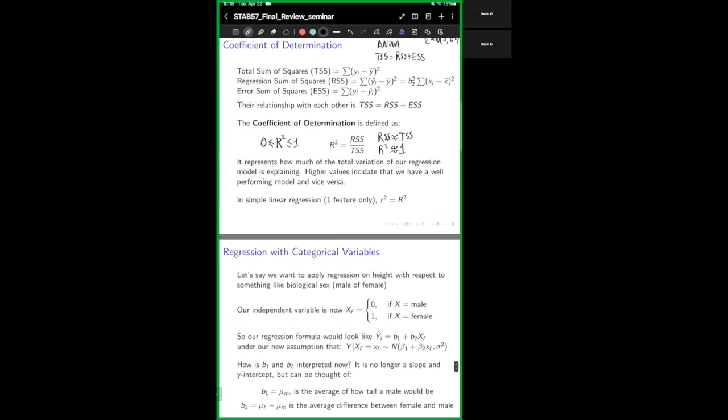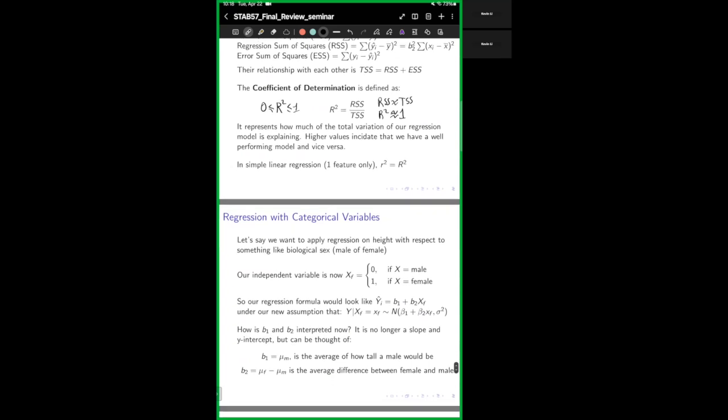Next, we will talk about regression with categorical variables. Let's say we want to apply regression on height with respect to biological sex, such as male or female. Our independent variable is now xf, an indicator variable, distributed Bernoulli. It's 0 if x is male and 1 if x is female. So now our regression formula looks as follows: y hat i is equal to b1 plus b2 xf, where xf can only take values 0 or 1.